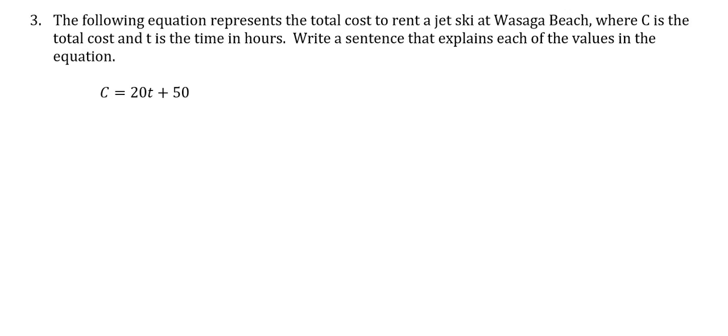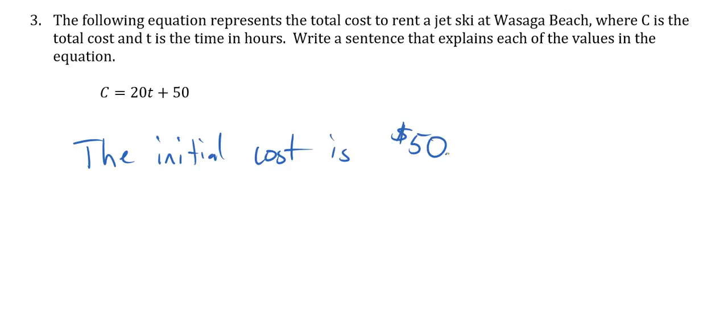Sam, what did you write for that first one? What did you write for your first sentence? Very nice. The initial cost is $50 because that's the one without the variable. Good. Who can do the second part for me?